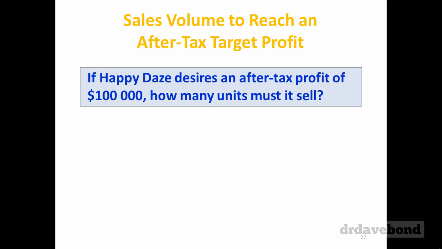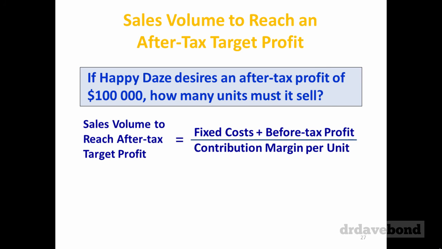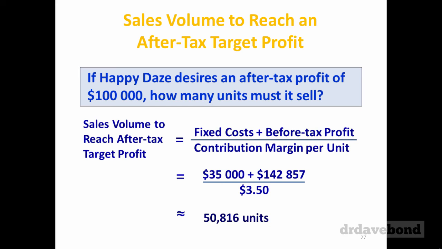Sales volume to reach an after-tax profit. Now that we've got our before-tax profit, the $100,000 after-tax profit is equivalent to a before-tax profit of $142,000. So all that we do is we throw the $142,000 in there, and we're done. 142 plus 35,000 divided by 350 gives you 50,816 units.